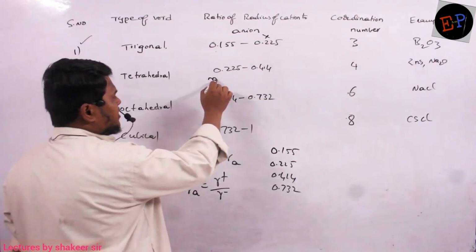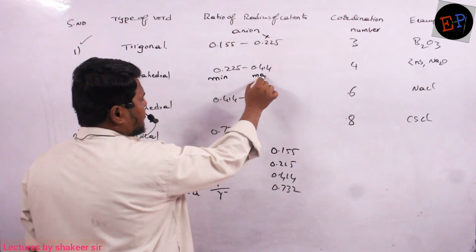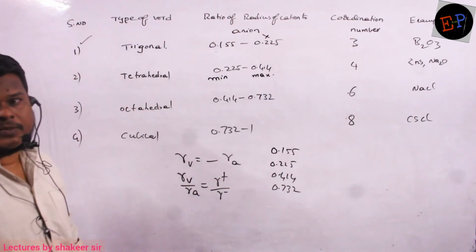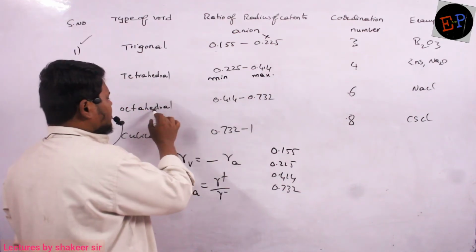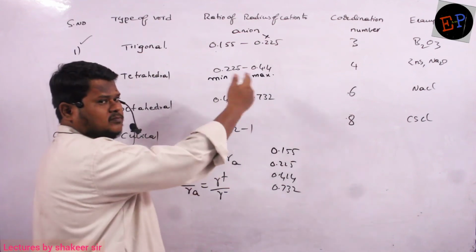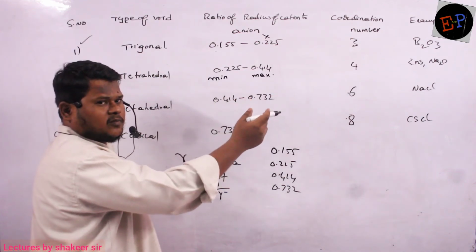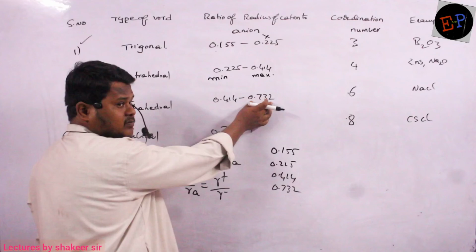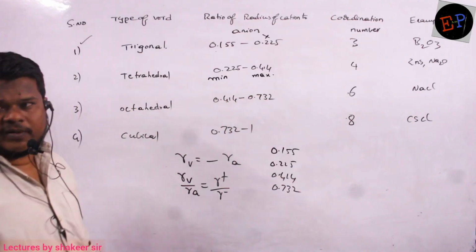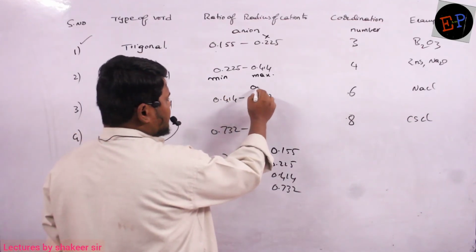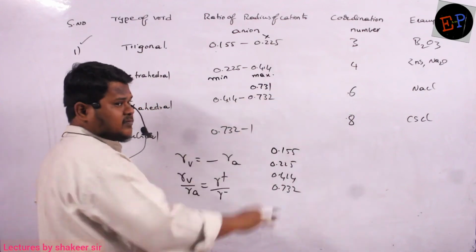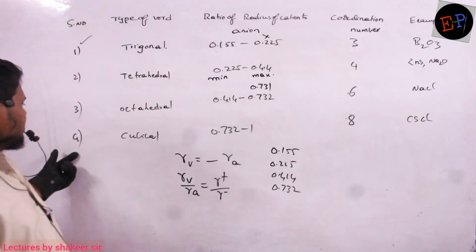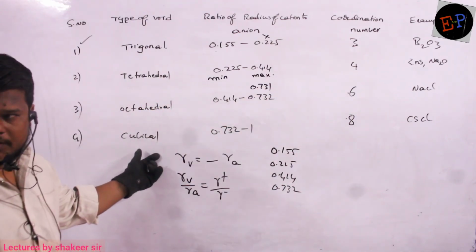So this is the minimum value and this is the maximum value. Understood? Similarly, for octahedral, 0.412, and the next void is the cubical void. For cubical void, the minimum value is 0.732. So you can pack this one up to 0.731, but not 0.732, because 0.732 is related to cubical void. Are you able to understand?